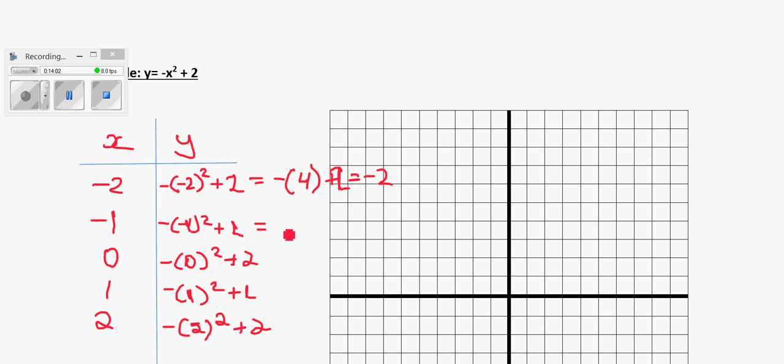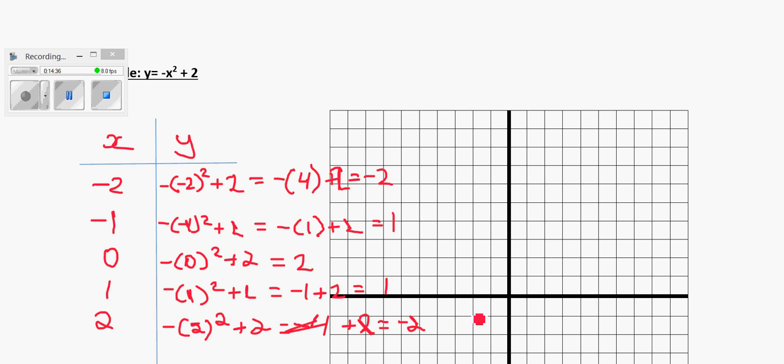Our next y coordinate is going to be -1 plus 2, which is equal to +1. This one's just going to be equal to 2. And this one's going to be, again, -1 plus 2. And down here, -4 plus 2. And -4 plus 2 gives us -2.